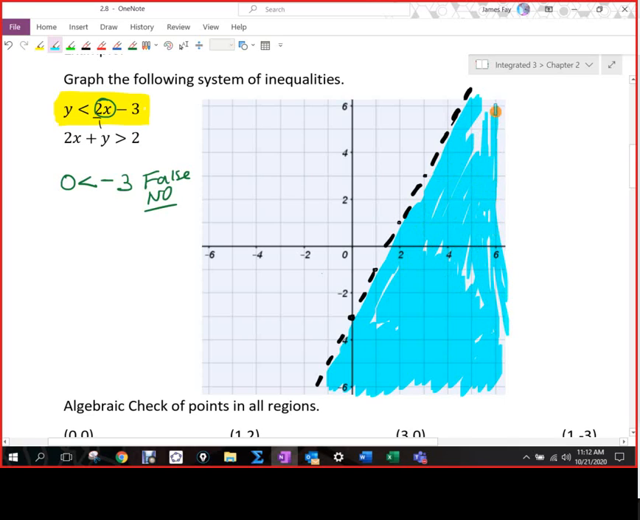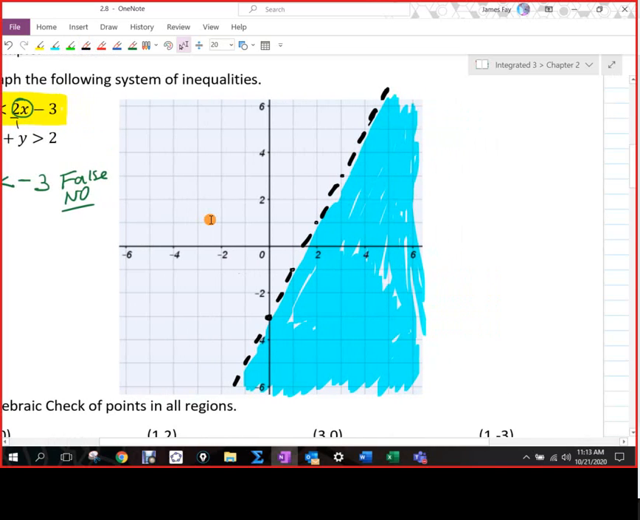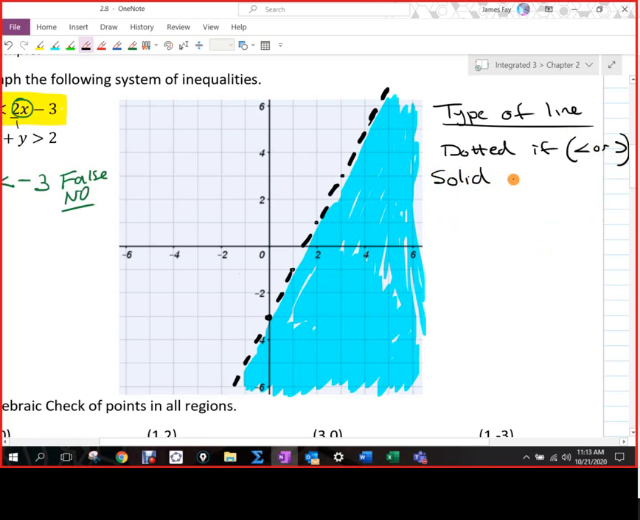Okay, so I'm going to write down some facts here that maybe we should also write down. If we are graphing the line, I'm just going to write type of line here. Type of line. Dotted if you use less than or greater than. Okay? It's solid if it's less than or equal to or greater than or equal to.